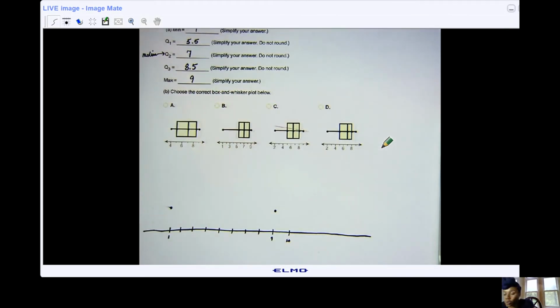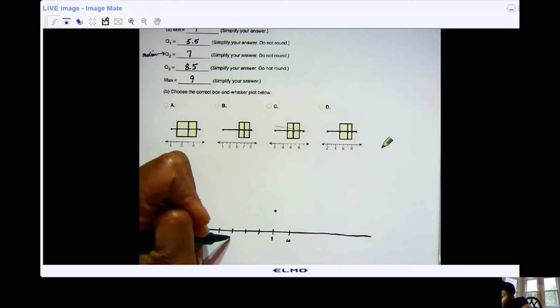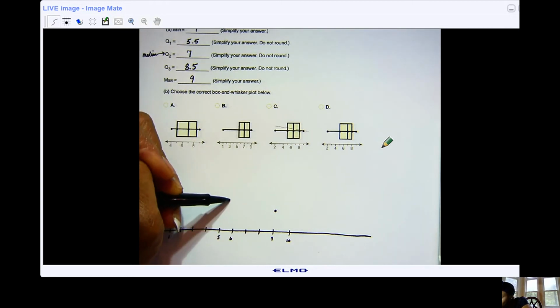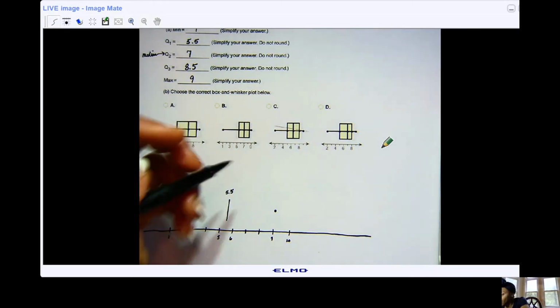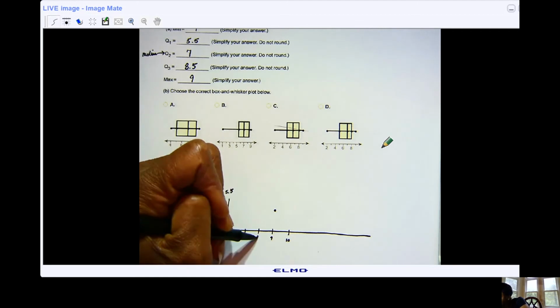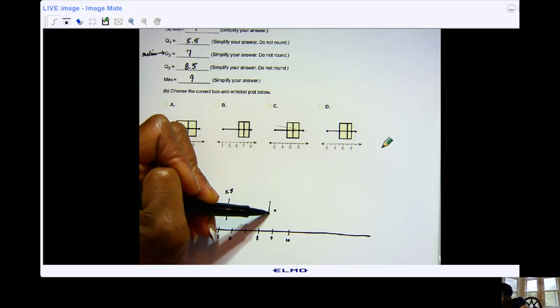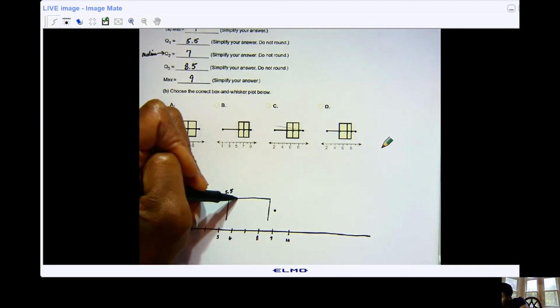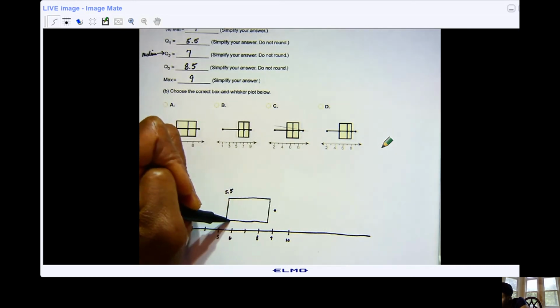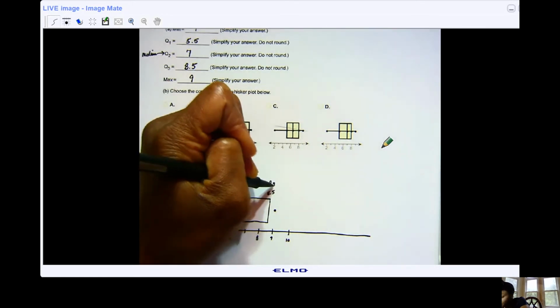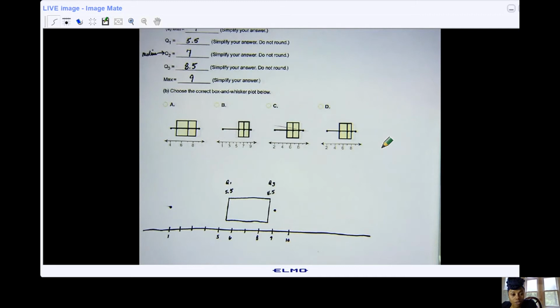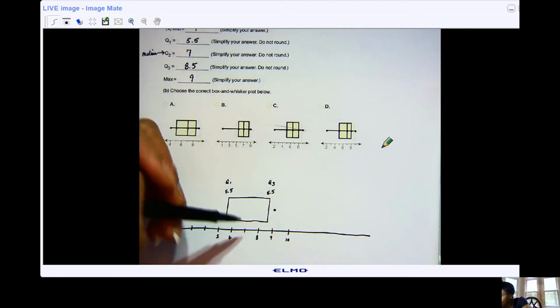The box is created using Q1 and Q3. So Q1 is at 5.5. So I've got 1, 2, 3, 4, 5. This is 5, 6. So halfway between 5 and 6 is 5.5. And then Q3 is 8.5, which is between 8 and 9. And I make my box because it's called a box and whisker plot. So here's my box from Q1 to Q3. Okay. Q2 is on the inside. Q2 is at 7, which is right here.